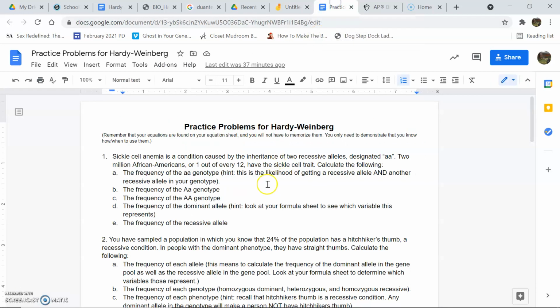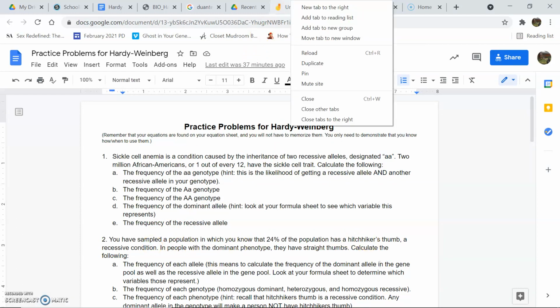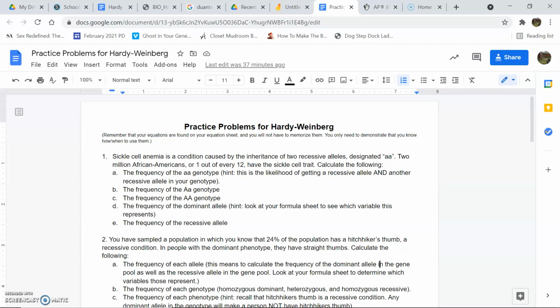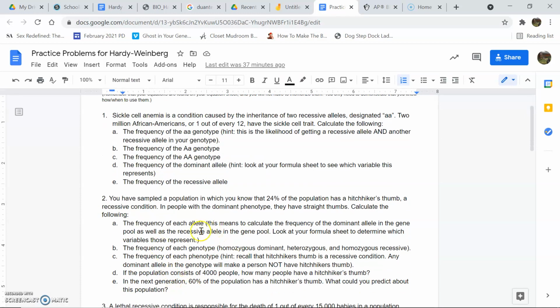Just to show you, looking ahead here, you've sampled a population in which 24% of the population has hitchhiker's thumb, a recessive condition. Well, I can stop right there. With 24% of the population, that's 0.24. It's a recessive condition, so I know that that's Q squared. Those folks are little a, or little h, or whatever it is. So now I just set that and solve for Q, and I get my value for Q. And as soon as I have Q, I can have P. Then once I have Q and P, I can solve for probably the rest of these. These shouldn't be a problem.